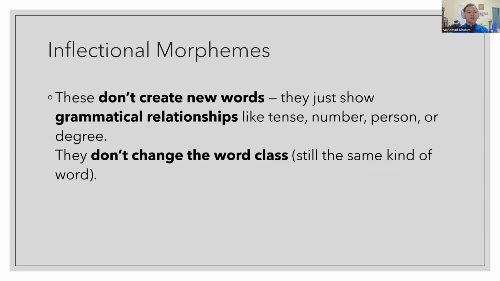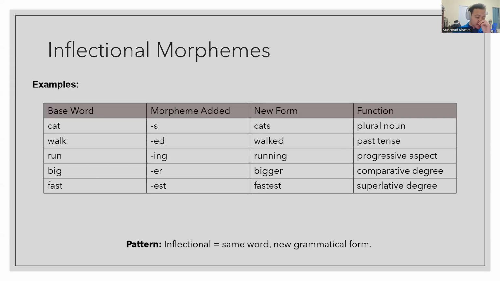And the next one, inflectional morphemes. These don't create new words. They just show grammatical relationships like tense, number, person, or degree. They don't change the word class, such as what we did before from the verb into a noun. It's still the same word, just maybe different usage, such as a past tense or a present tense. So for the example, is the base word of cat with the added morpheme of s.